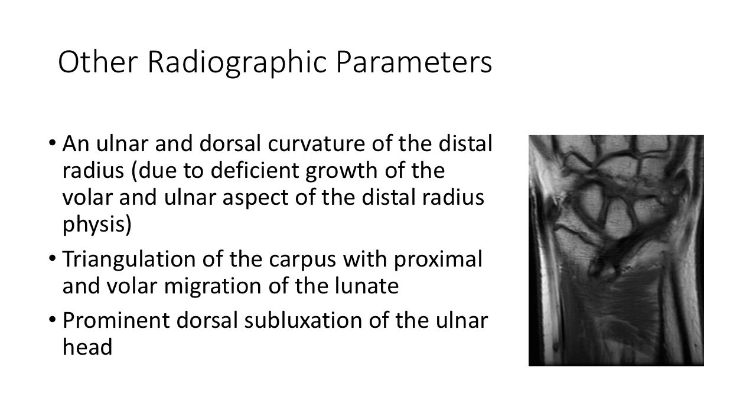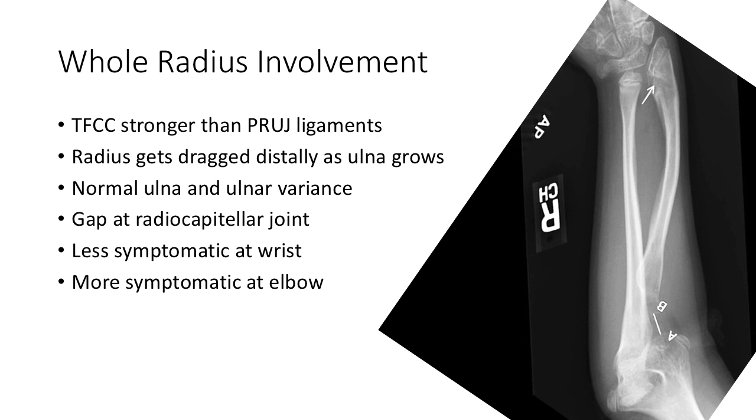Other radiographic parameters include ulnar and dorsal curvature. There is a variant called whole radius involvement where the TFCC is stronger than the proximal radial ulnar joint ligaments, and the radius gets pulled along with the ulna, so the ulna never becomes ulnar positive. It just takes the radius with it. Normal ulnar and ulnar variants, there's a gap at the radiocapitellar joint, as you can see between A and B. These tend to be less symptomatic at the wrist, but obviously more symptomatic at the elbow.